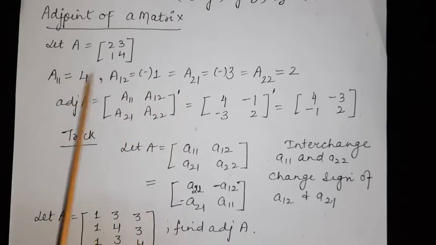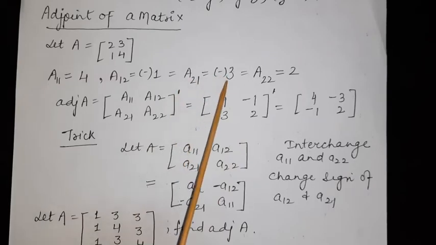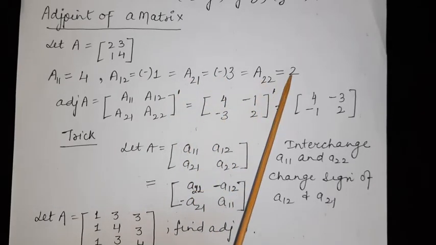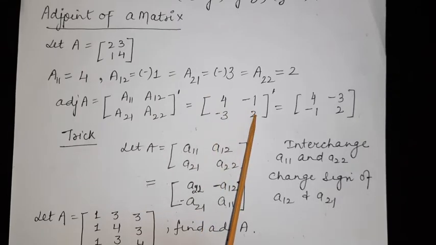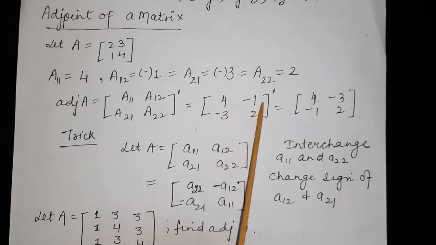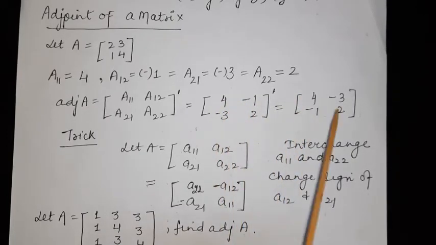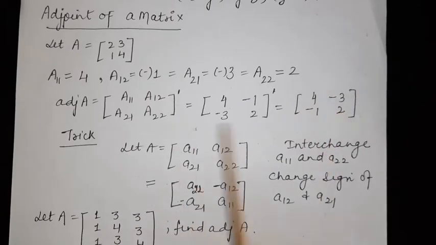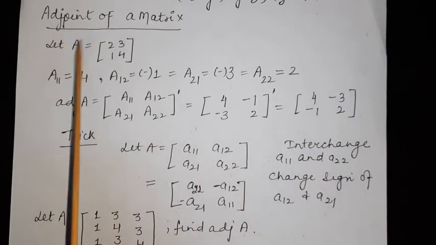So A11 which is 4, A12 which is minus 1, A21 which is minus 3 and A22 which is 2. So we have replaced all the elements with their respective cofactors, and now we will take the transpose. So the first row will become the first column now, and the second row will become the second column now. And now this is nothing but the adjoint of our matrix A.